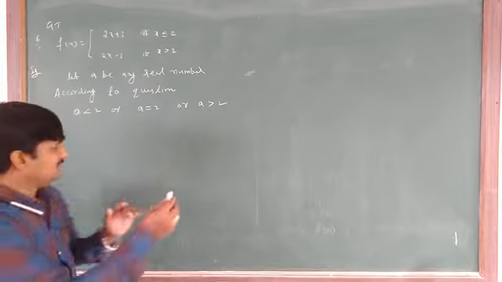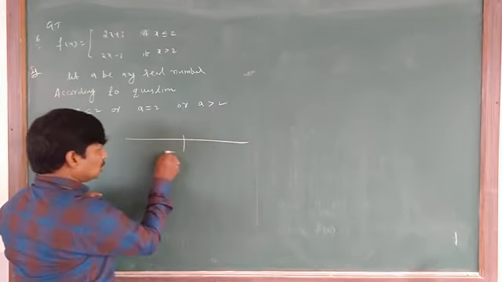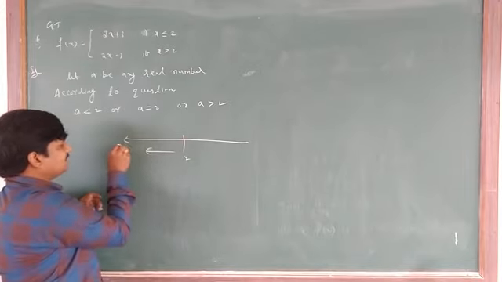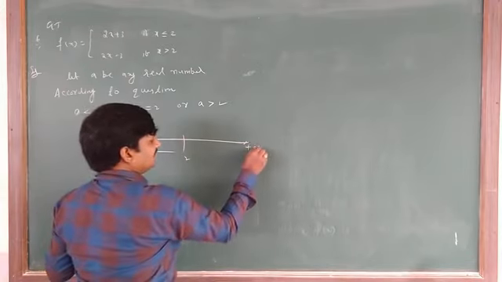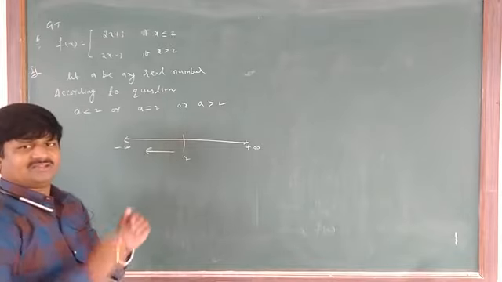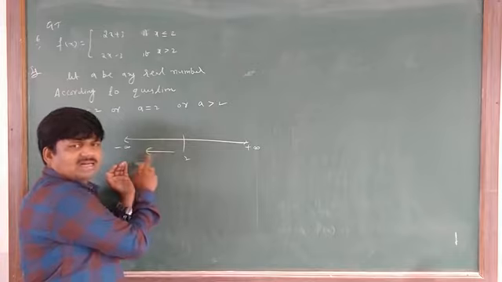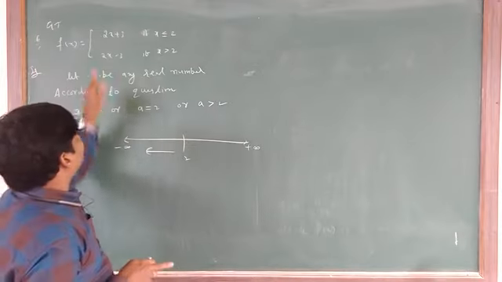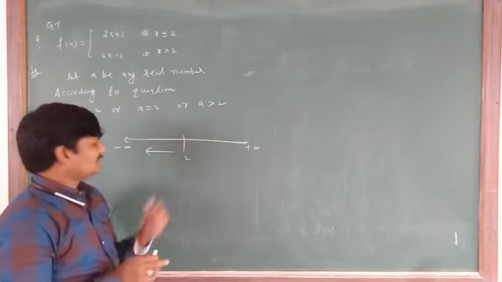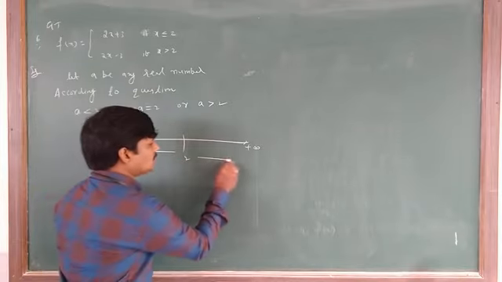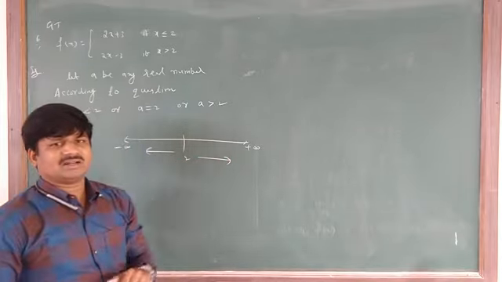Below 2 you have to check. These are real numbers or not? It is minus infinity to 2 and 2 to plus infinity, where the function splitting is given. So these are real numbers. Below 2, for all real numbers we have to check: is this function continuous or not? Next, at 2 we have to check: is this function continuous or not? And above 2 also we have to check: is this function continuous or not?